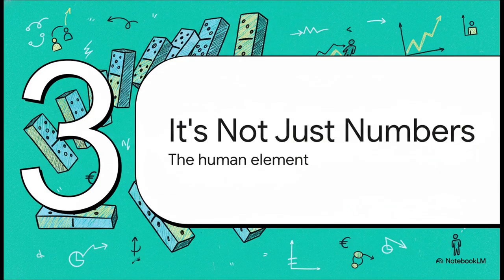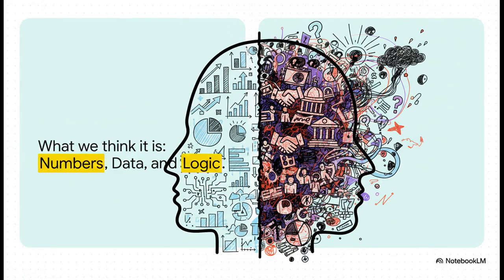So, we've covered the what and the how, but if we really want to understand what's going on, we have to look past the numbers on a screen, beyond the charts and the spreadsheets. We need to talk about what's really driving all this chaos from behind the scenes. It's easy to think of finance as this clean, logical world of numbers and data, like it's all just math. But the reality is it's way, way messier.